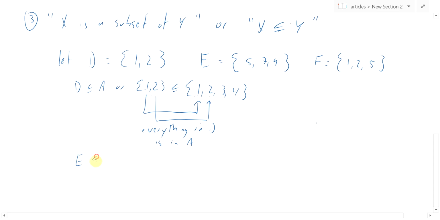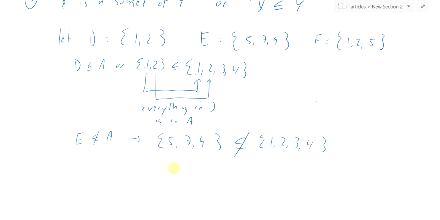Well, no. E is not a subset of A. Right? Because E is the set 5, 7, 9. A is the set 1, 2, 3, 4. Not a subset, because 5 is not in that, 7 is not in that, 9 is not in that. Right? So 5, which is an element of E, because it's inside the list for E, is not anywhere in the list for A. So E can't be a subset of A. 7 is not in this list, 9 is not in the list.